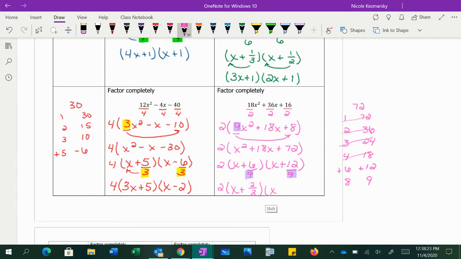12 over 9 doesn't divide nicely, but it does reduce. I can divide that by 3 and get 4/3. And then I can move those 3's and put them in front of the x's. So we can say 3x plus 2 and 3x plus 4.